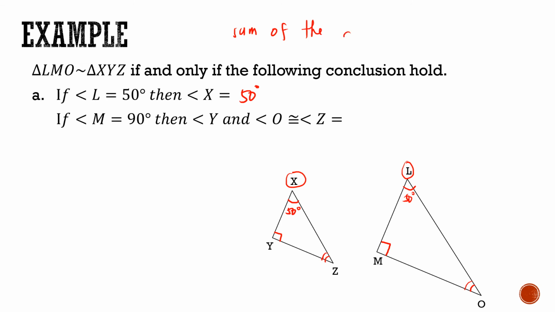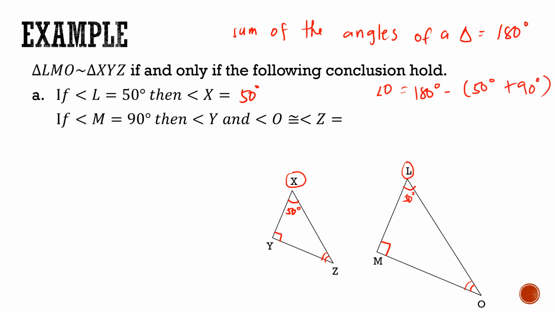Now take note that the sum of the angles of a triangle is equal to 180 degrees. Therefore, if you will be adding these three angles, they should be equal to 180 degrees. So if the missing angle is angle O, we can say that angle O is equal to 180 degrees minus 50 degrees plus 90 degrees.